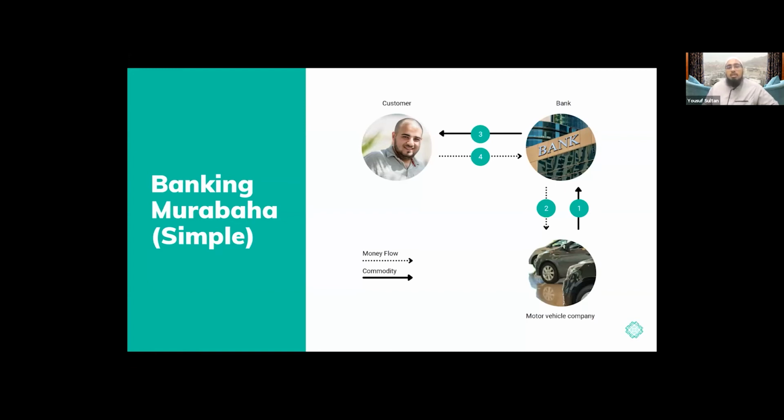But we have to remember that deferred payment is not a condition of Murabaha. Murabaha is just a sale where the purchase cost and profit are disclosed. It may be with a deferred price, it may be with a spot price. However, in banks, usually we practice deferred price Murabaha.